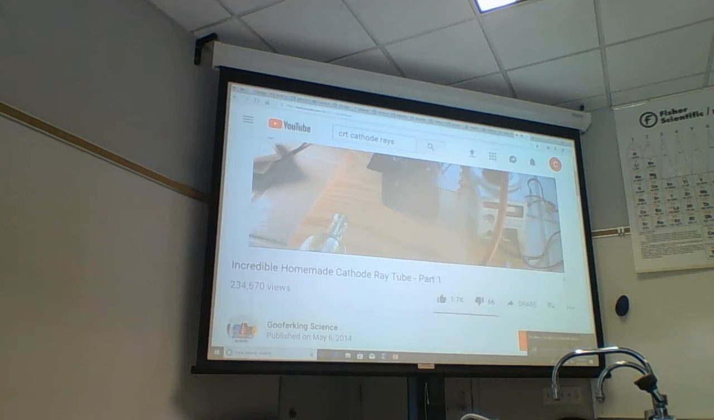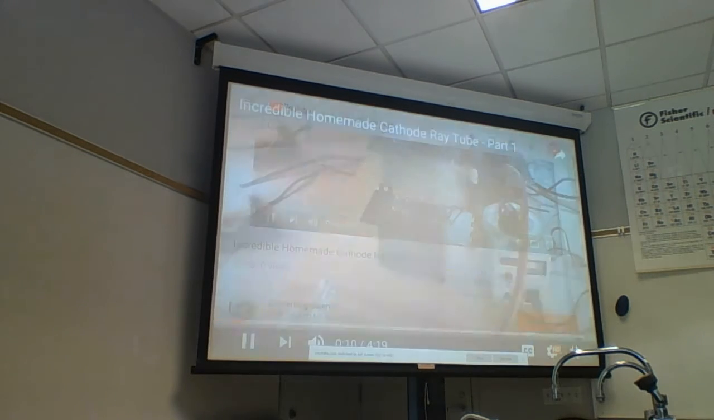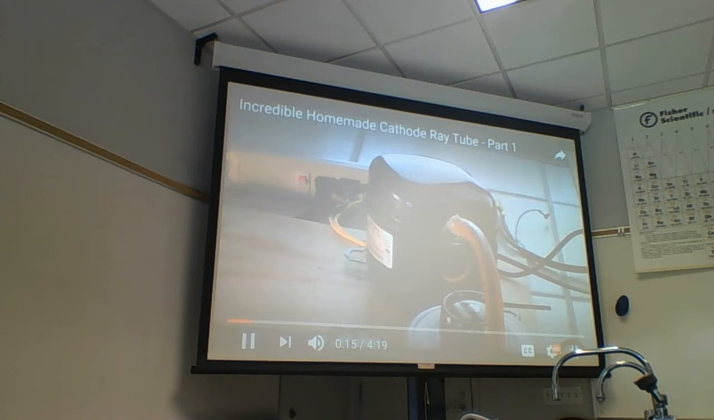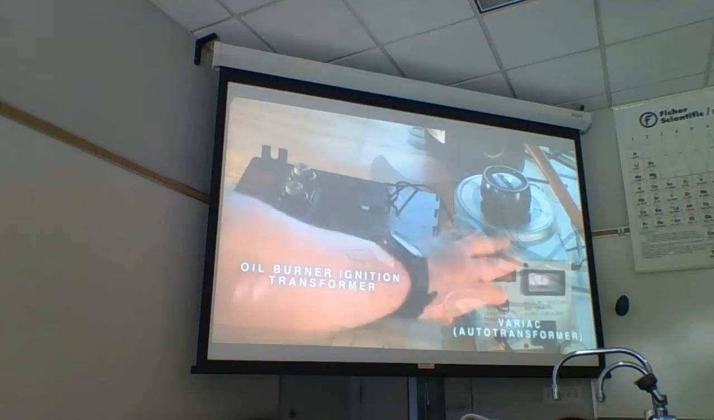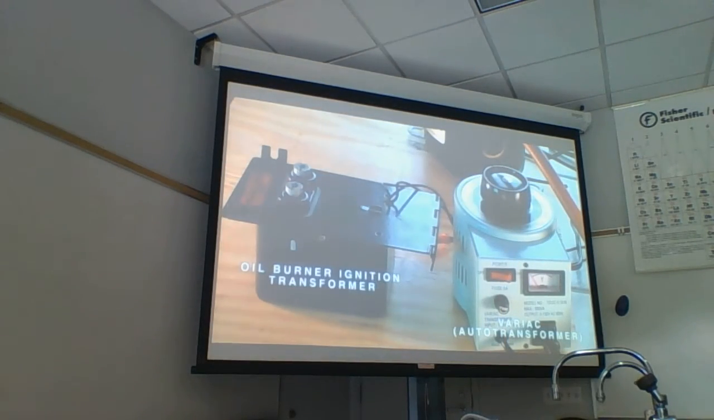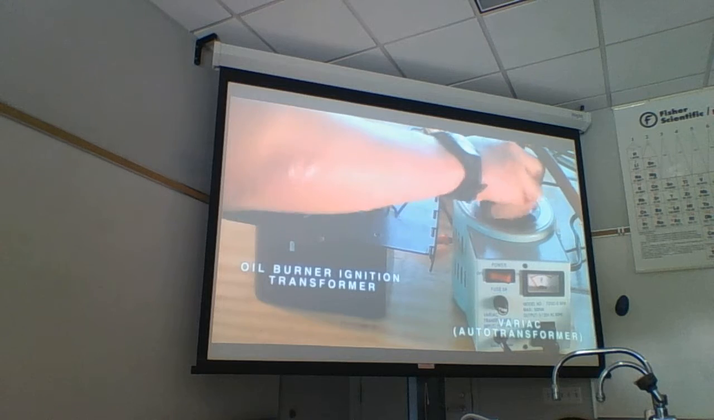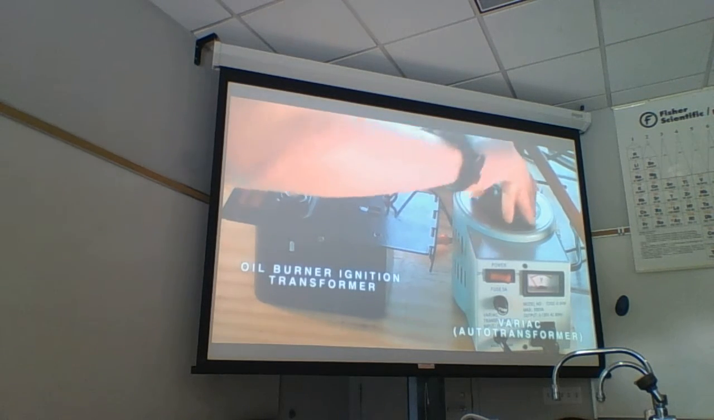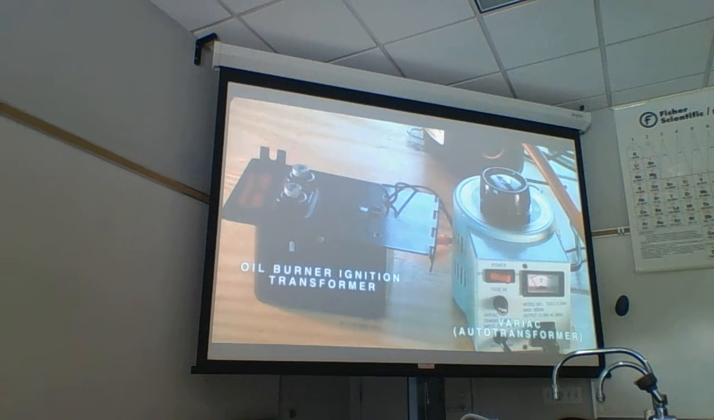This video will be split into 2 parts. The second part will go over the more technical aspects of the cathode ray tube and why it does certain things. The vacuum pump I'm using here is made out of an old refrigerator compressor. The power supply is made using a variac and an oil burner ignition transformer. The variac, also known as an auto transformer, allows you to vary the voltage coming from a wall outlet without altering the waveform. The output of the variac goes directly into the oil burner ignition transformer.